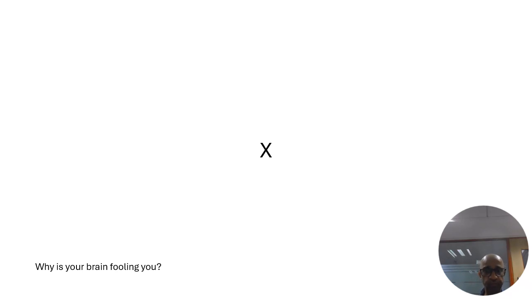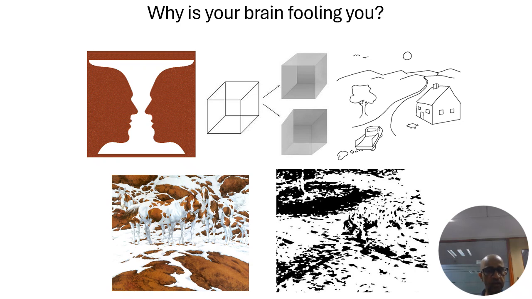So perception that is happening in your visual system is not the same thing as honestly reporting whatever light is sensed by your retina. There's literally a missing piece of information that your visual system is actively filling in, right? So why is your brain fooling you? Why is it important, right? If you look at a whole bunch of these examples, you'll see why it's important, right?